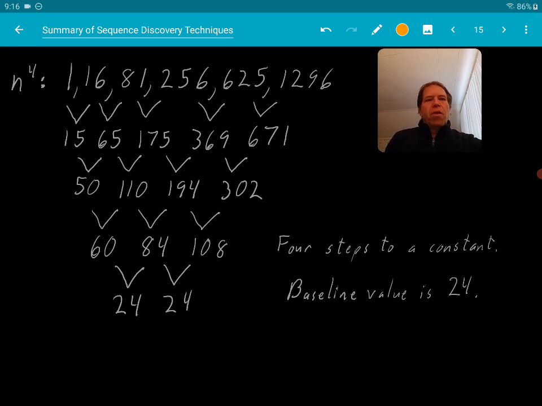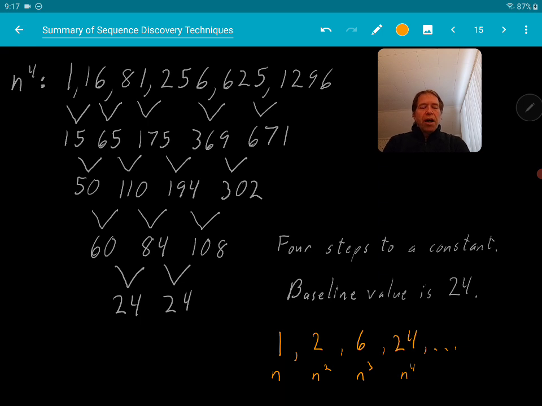So it's worth noting that the baseline values we've seen so far are 1 for when we just have a 1-step to get to n. For n squared, we found that our baseline value is 2. For n cubed, we found that our baseline value was 6. And for n to the 4th, we find that our baseline value is 24.